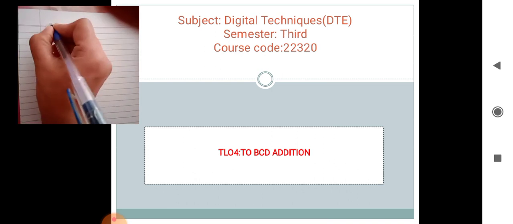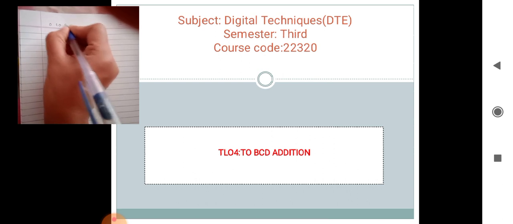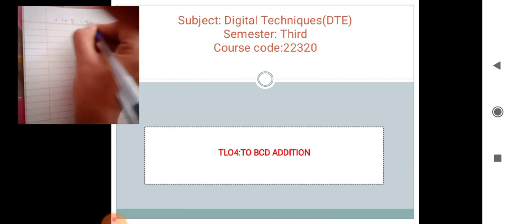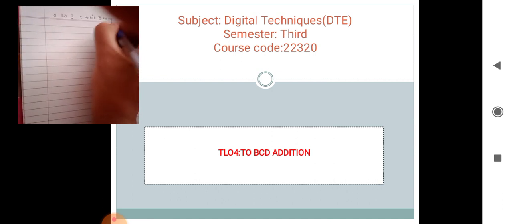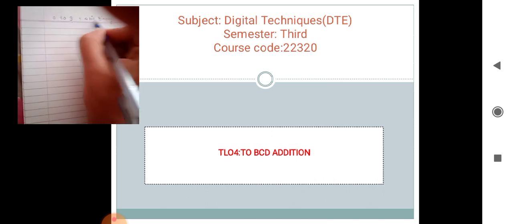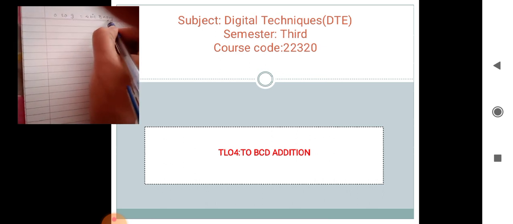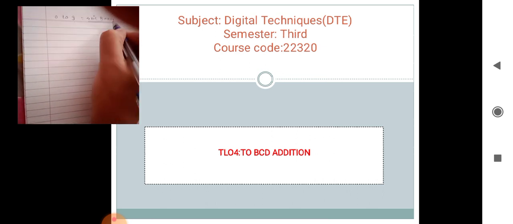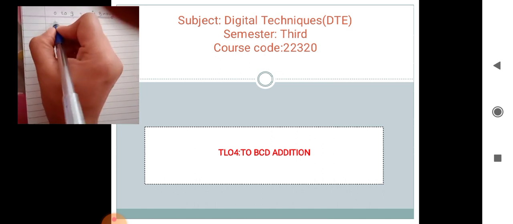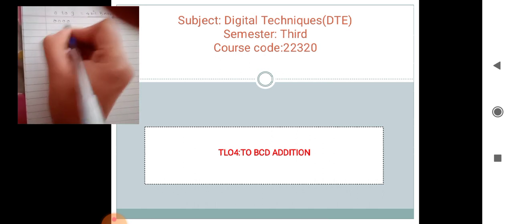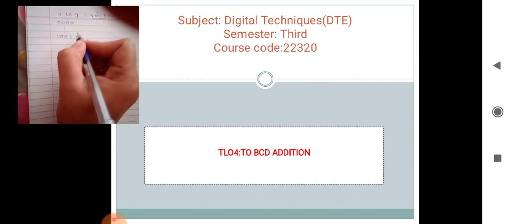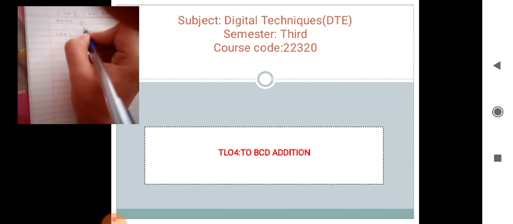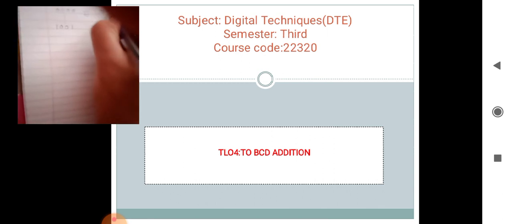Now all of you know that the numbers 0 to 9 in 4-bit binary are the same in BCD. So decimal 0 to 9 represented in 4-bit binary is the same in binary coded decimal also. So 0 to 9 means 0000 up to 1001 look the same in BCD numbers.